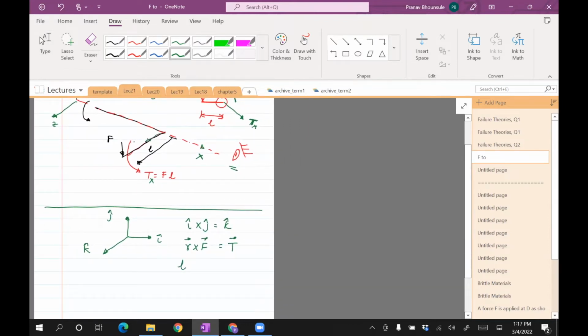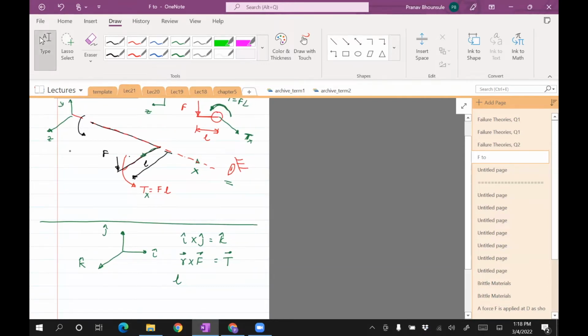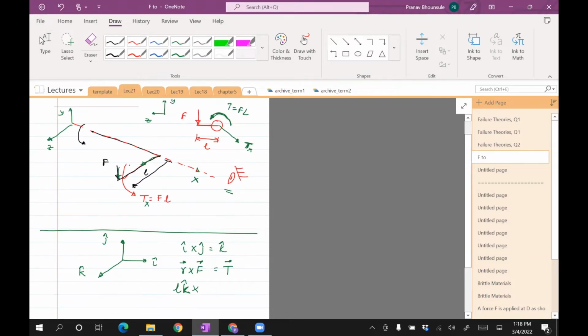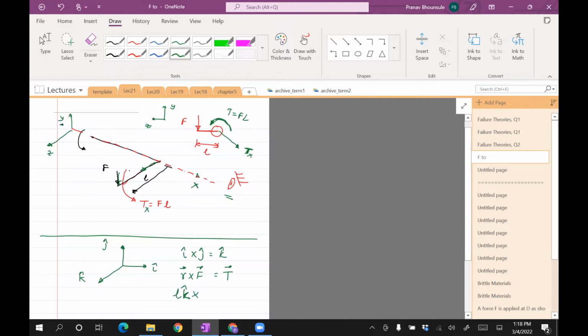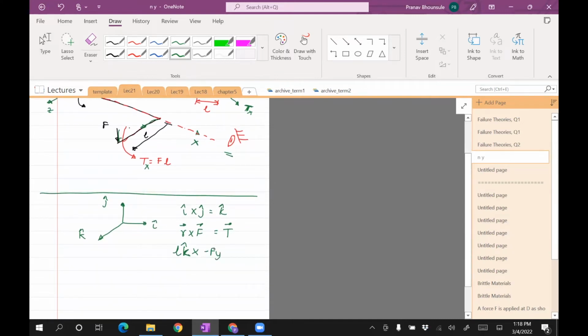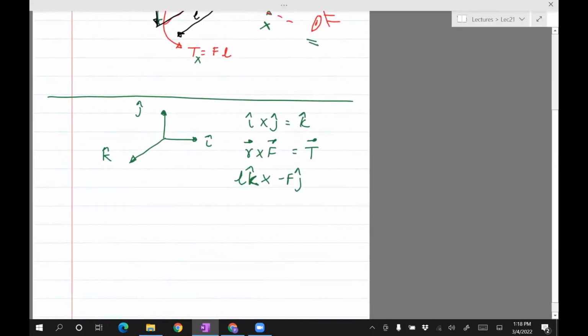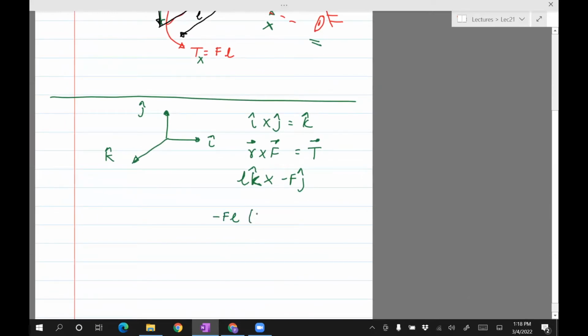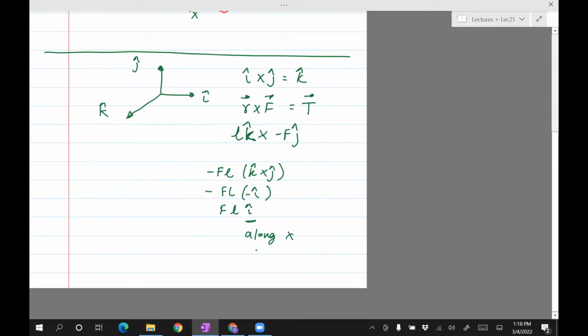This vector is this way, so that is in the k direction, crossed with the force. The force is acting in the downward direction, so it's acting along negative y. So I would put F j. So it's F L times k cross j, but k cross j is i with a negative sign. And so it's F L times i. So you see that it is along the x-axis. Makes sense.